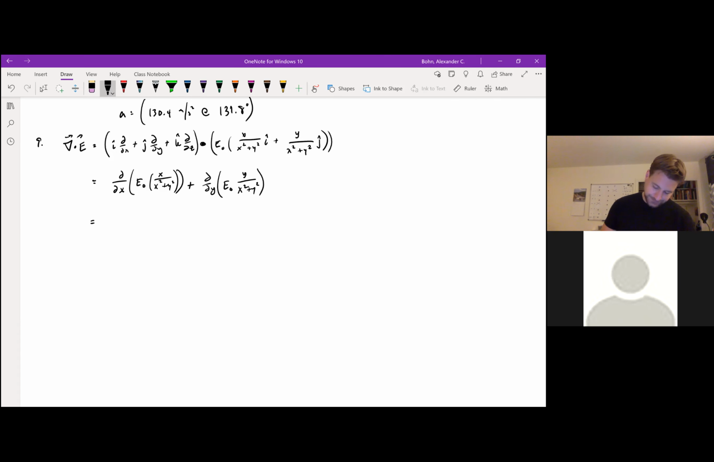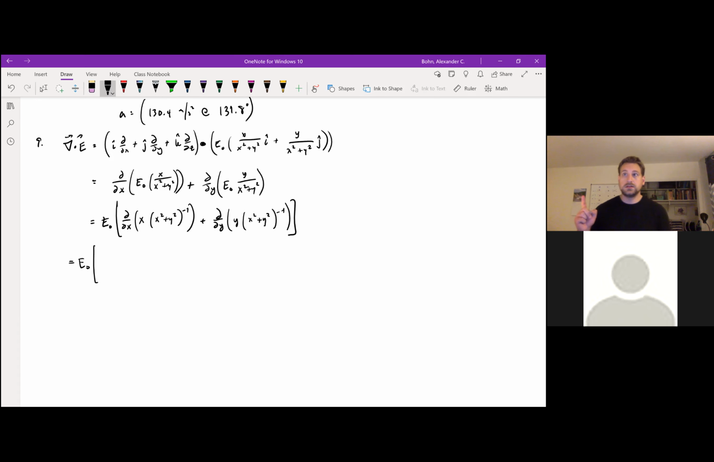How would you like to differentiate? Capital E sub 0 is constant. We can pull that all the way outside. Okay. Product rule. The first thing times the derivative of the second thing with respect only to x, holding y constant.